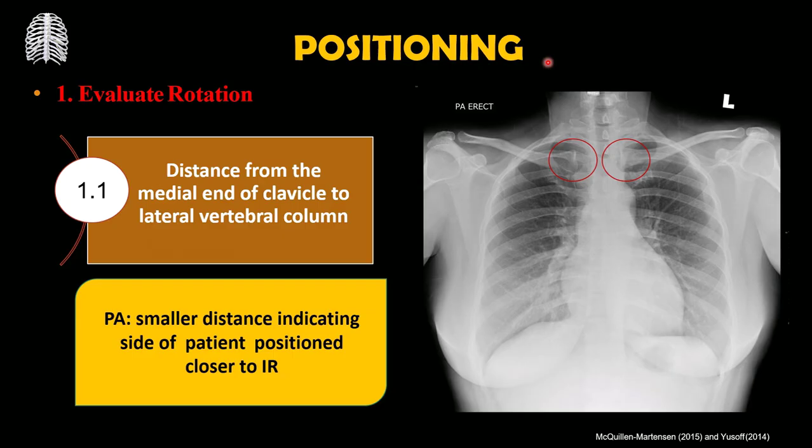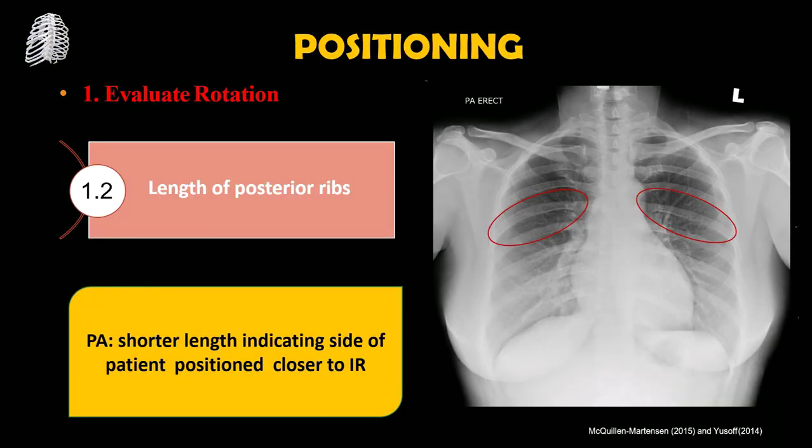In PA chest, smaller distance will indicate the side of patient's position closer to the IR. For example, if the distance from the medial end of clavicle to lateral vertebral column is smaller at left side, it indicates that the patient was rotated to the left. Hence, how to improve if this happened? We need to rotate the patient's body to the right until the MSP is perpendicular to the IR.